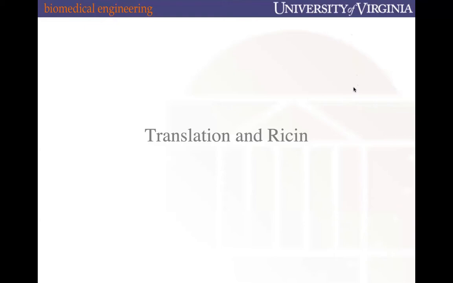All right, so up to this point, we've talked about different aspects of the central dogma. We've talked about DNA replication. We've talked about transcription and transcriptional regulation. And now we'll be talking about the final end of the central dogma, where we talk about protein synthesis and translation, and talking about that in the context of ricin and ricin poisoning.